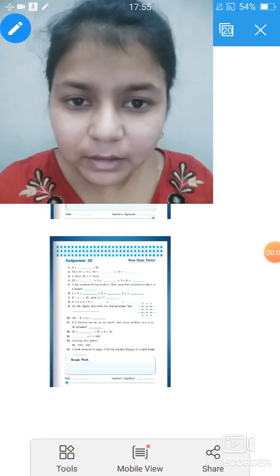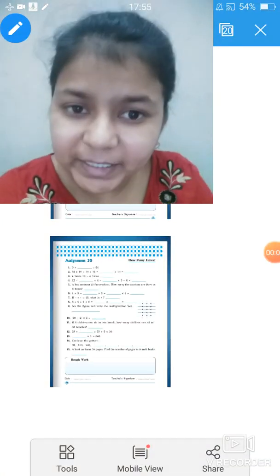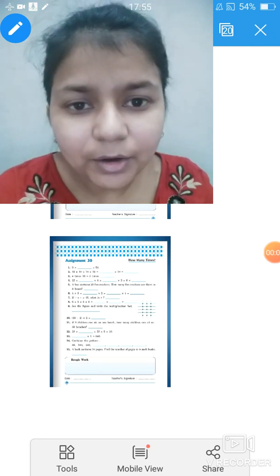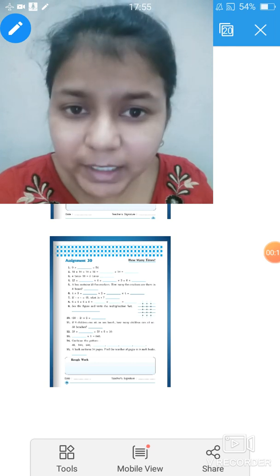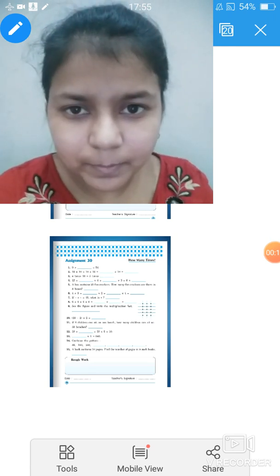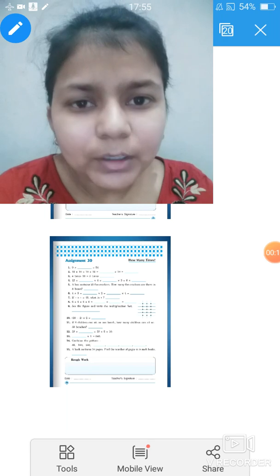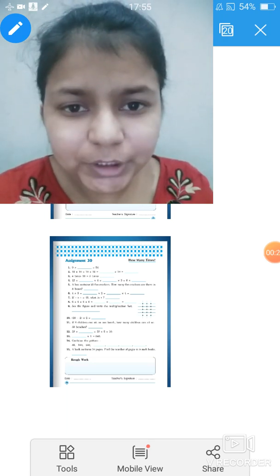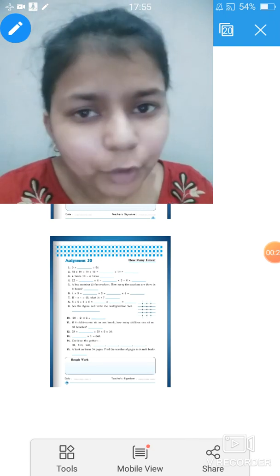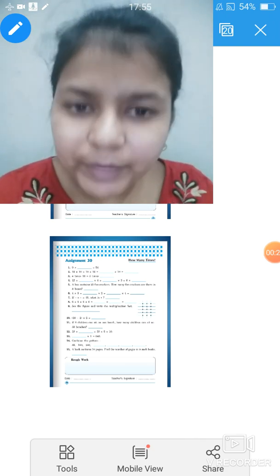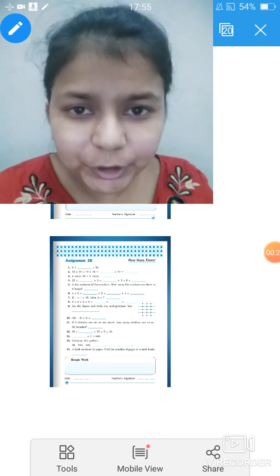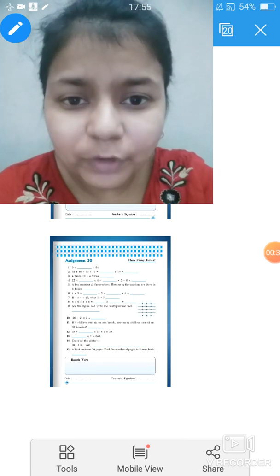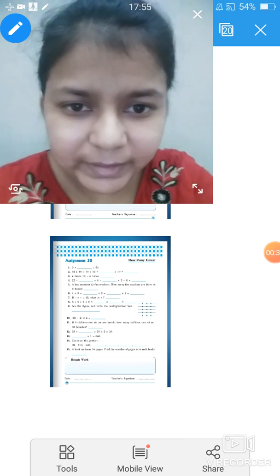Hello kids. Yesterday we completed our chapter on multiplication. Yesterday we did word problems. Now today we will do some worksheets based on multiplication, and before moving toward those worksheets, first we will solve some questions based on 2-digit and 3-digit multiplication. Okay, so let us start.